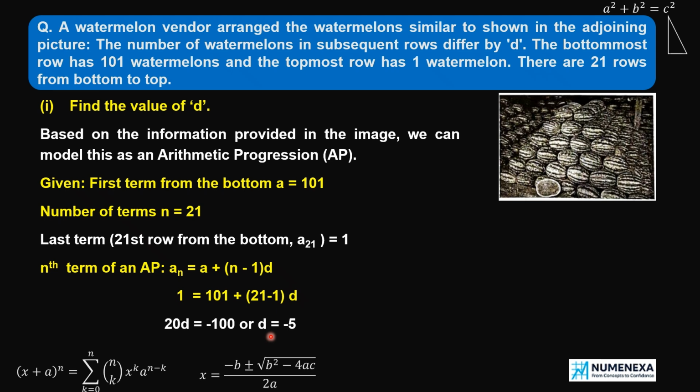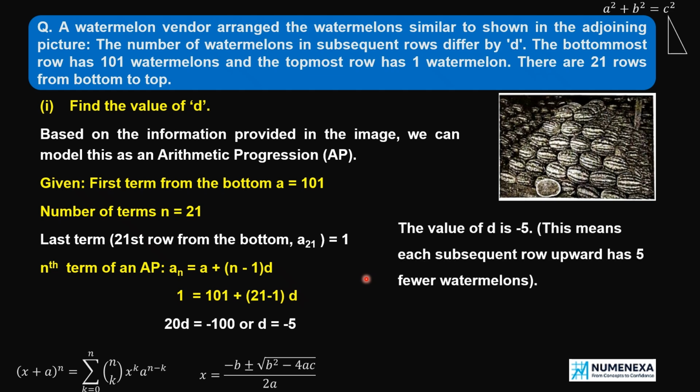Now you may be wondering how this d can be minus 5. If you remember, this AP is decreasing. The first term is 101, then there will be a decrease of d, then a decrease of 2d, and so on. So the value of d is minus 5. It means that each subsequent row upward has 5 fewer watermelons. So 101, the next row will have 101 minus 5, the next row will have 101 minus 10, and so on.